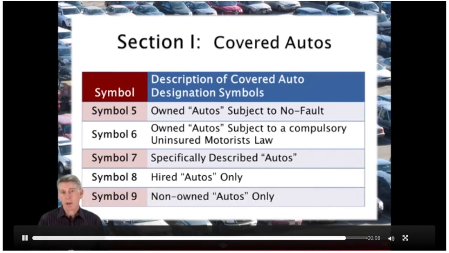Symbol 9 only applies to vehicles the insured doesn't own but are leased, hired, rented, or borrowed and used in connection with the insured's business.